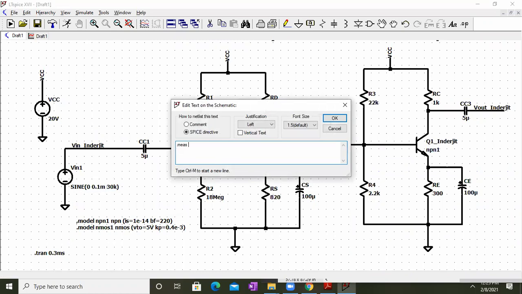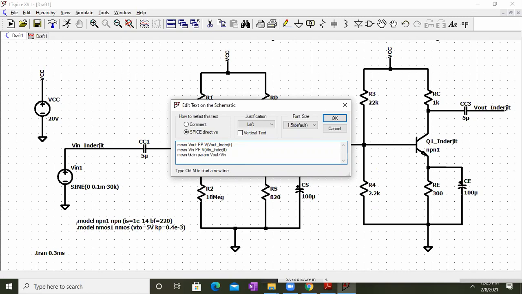It will be dot measure V out peak to peak, and it will be V of V out. So it will calculate like this, and then I'll copy this and paste it onto the next line. Here I'll change this to V in, and that will be the peak to peak value. It will record the peak to peak value of V in. Then finally the formula will come for gain. It will be like gain, this is param V out divided by V in.